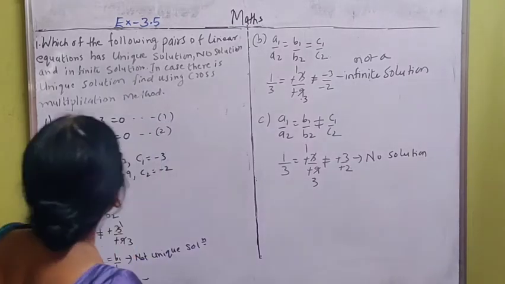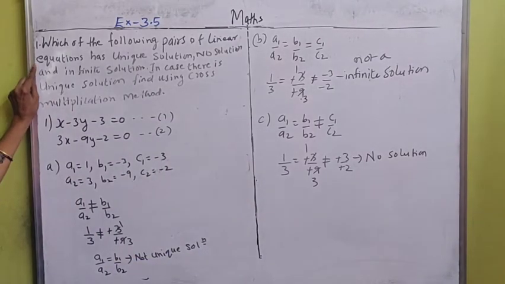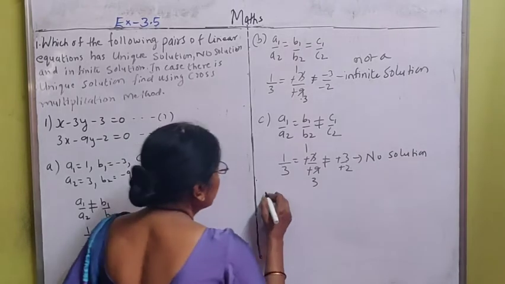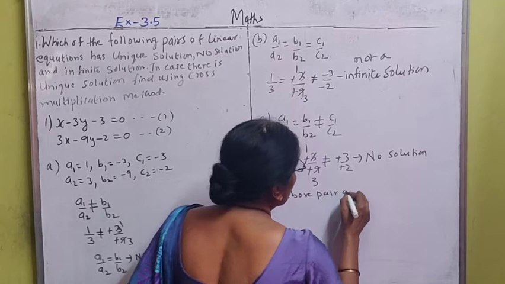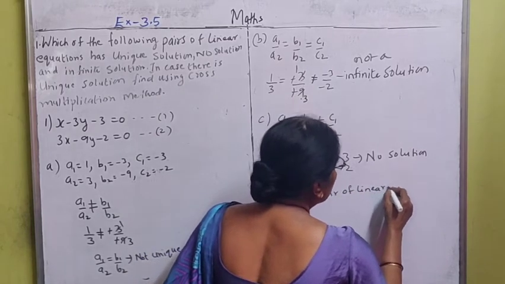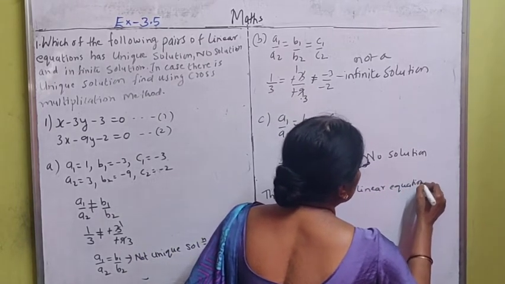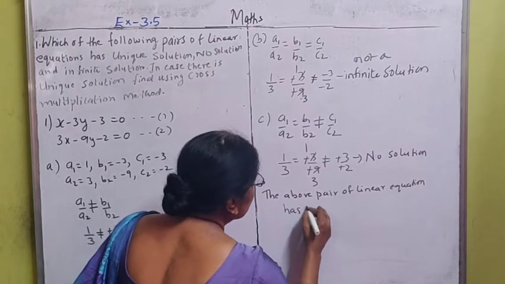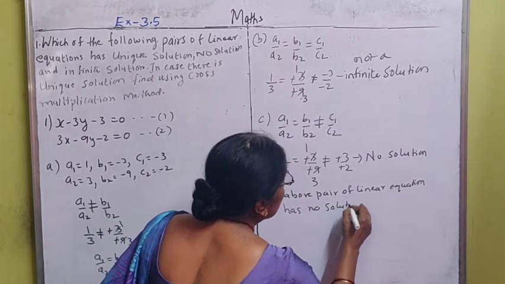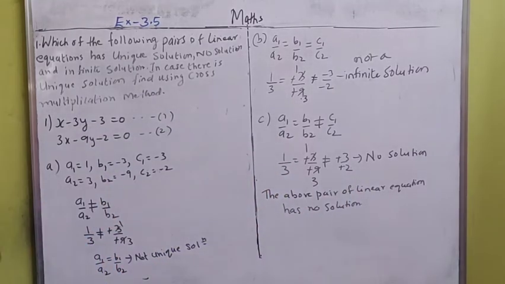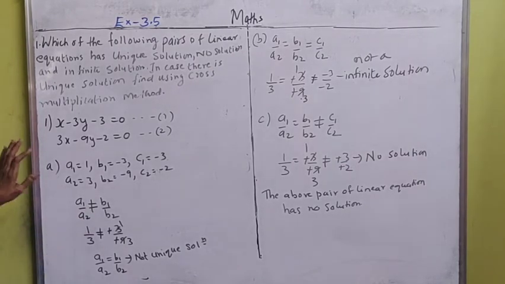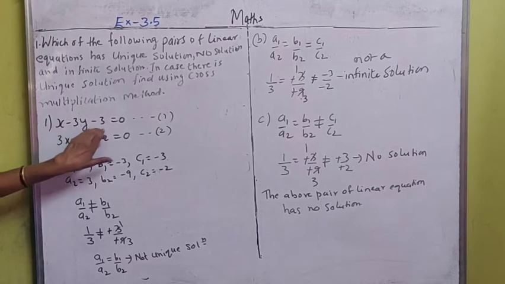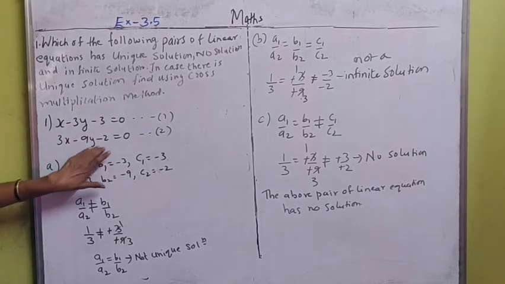So what is your answer? What did he ask? Which of the following pairs of linear equations are? So you can say the above pair of linear equations has no solution. Now once again you see what this sum says. Certain pairs of linear equations are given. See over here, the first pair of linear equations is given: x minus 3y minus 3 is equal to 0, and 3x minus 9y minus 2 is equal to 0.